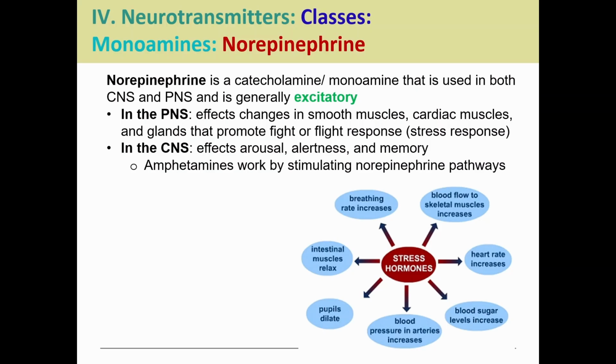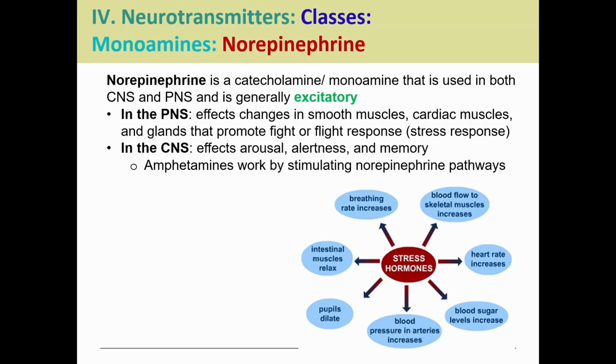Some other ones, norepinephrine. This is a catecholamine or a monoamine that is used both in the central and peripheral nervous system and is excitatory for the most part. So in the peripheral, this is going to help with smooth muscles, cardiac muscles, and glands to promote fight or flight, which we'll talk about more a little bit later. And in the central, we're looking at things like alertness, memory, as well as arousal.